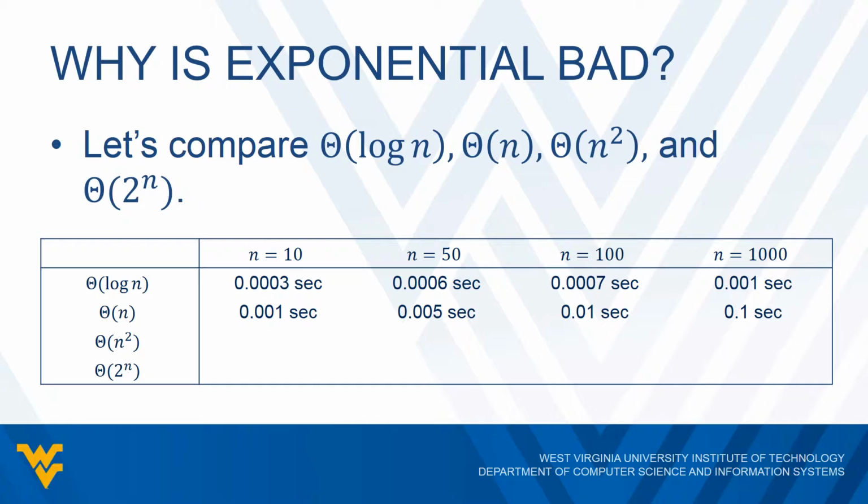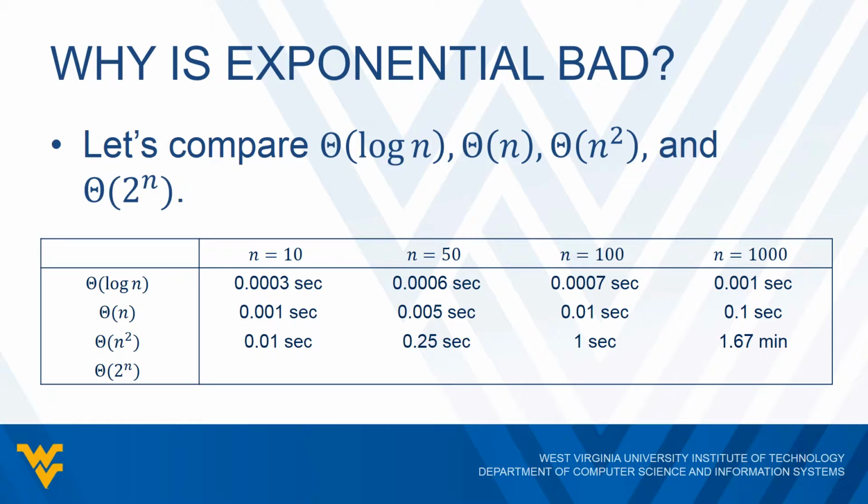Now let's take a look at theta of n. So when n is 10, this is going to be about 0.001 seconds. When n is 50, it's going to be about 0.005 seconds. When n is 100, it should be about 0.01 seconds. And then when n is 1,000, it should be about 0.1 second. So once again, it's a bit slower than log n, but it's still really fast when you consider 0.1 second for n is 1,000. That's still really, really good in this case.